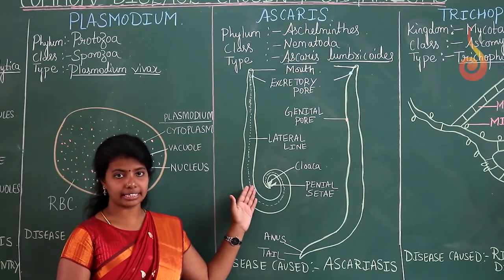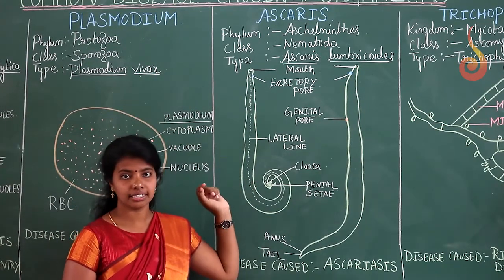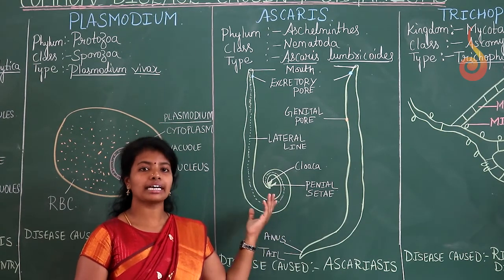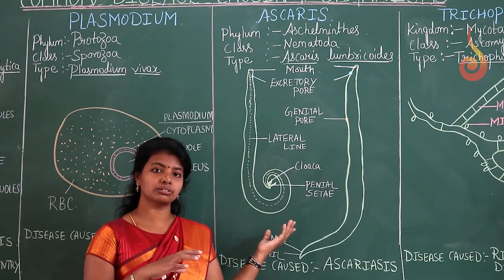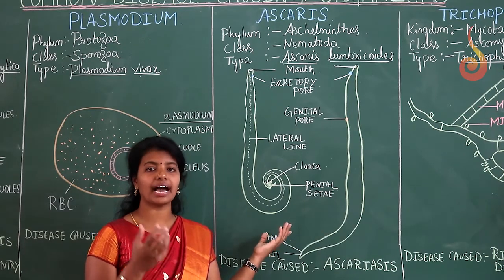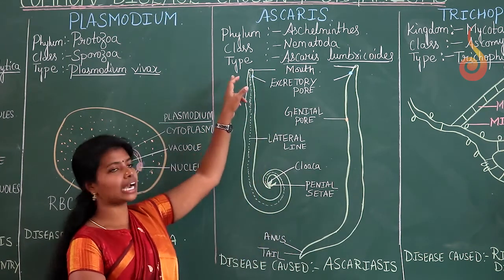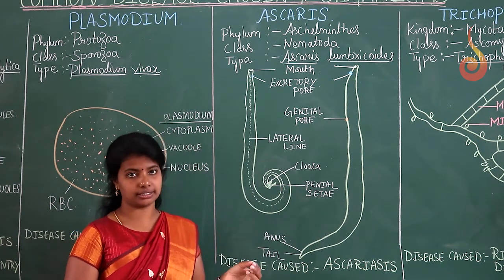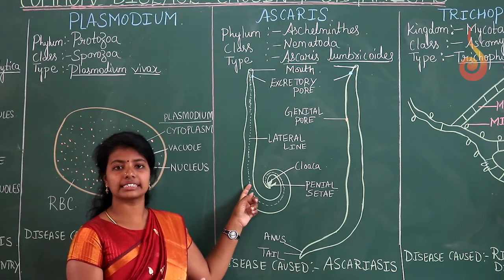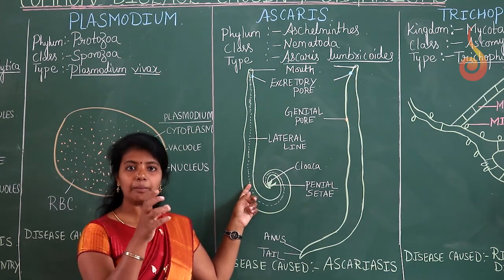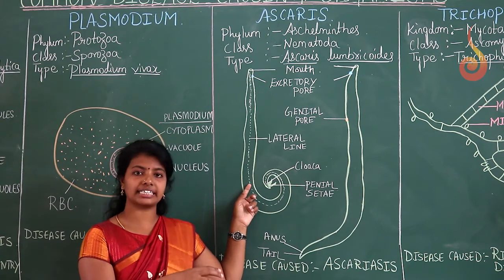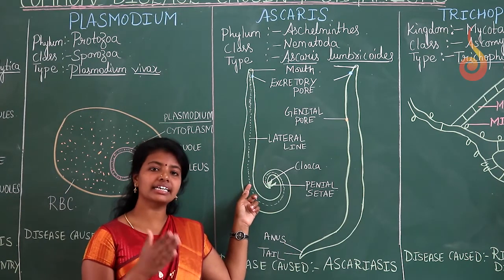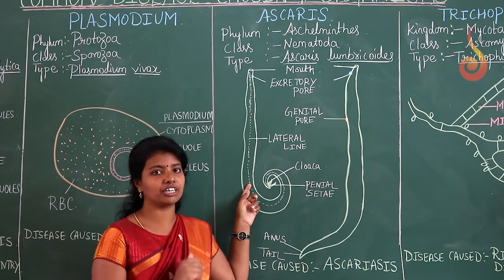Coming to the third organism, that is Ascaris. You have studied this organism in detail in your first year. As you all know, Ascaris belongs to the roundworms, phylum Aschelminthes, class Nematoda, and the scientific name is Ascaris lumbricoides. Commonly, Ascaris is called roundworm. A very significant feature of Ascaris is that it shows sexual dimorphism. That means we can clearly distinguish males from females.